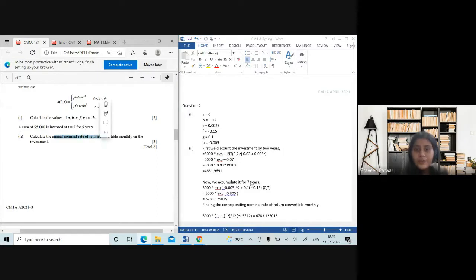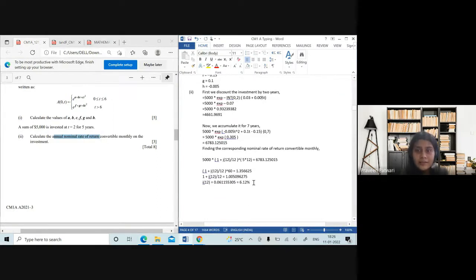Nominal rate of return. So make sure that the answer contains a percentage sign. Don't just leave it at 6.12. If you want, what you can do is you can leave it at 0.0612. That is still acceptable, but 6.12 is completely unacceptable, and it is always better that you convert it to an actual percentage only. That is the best way to present your answers.